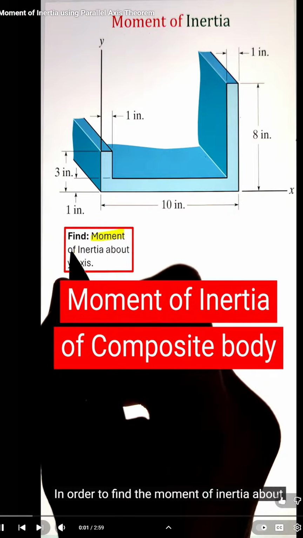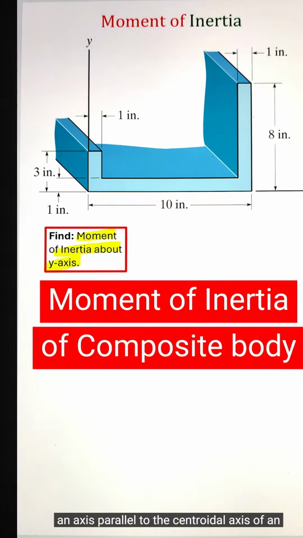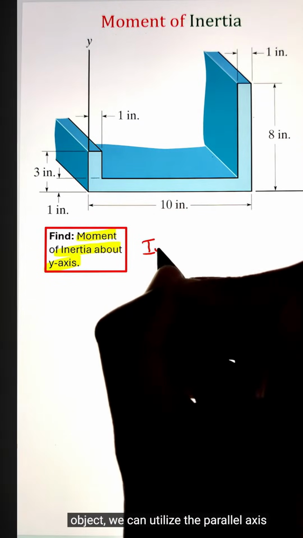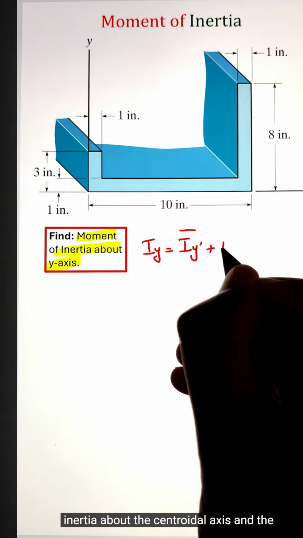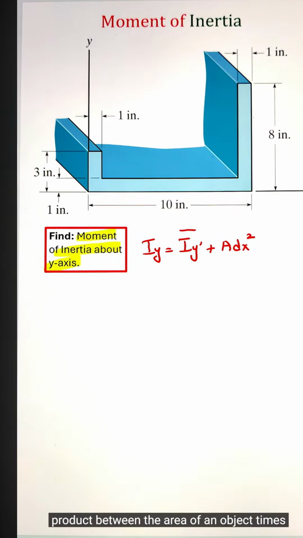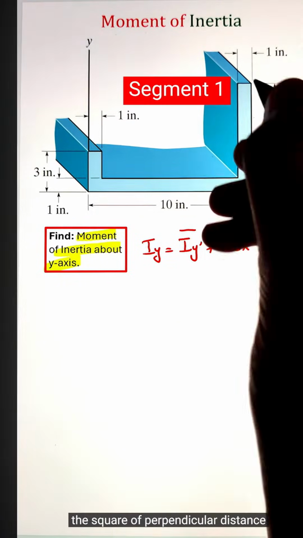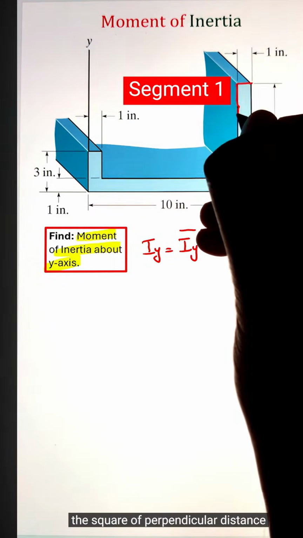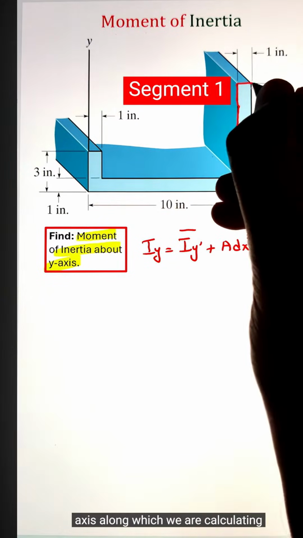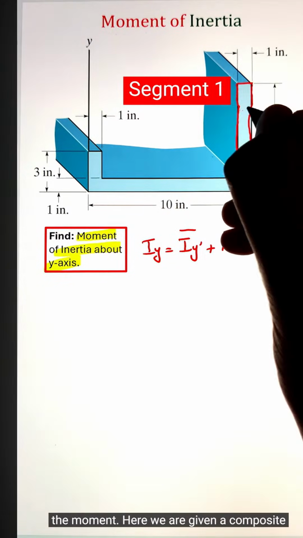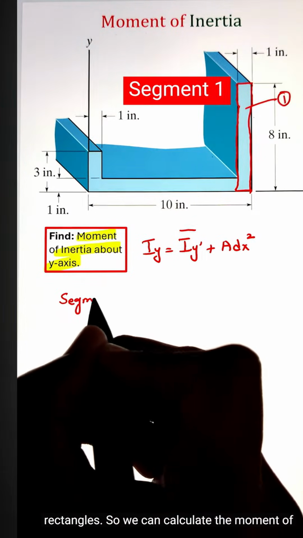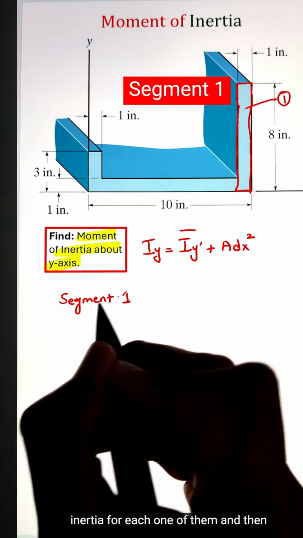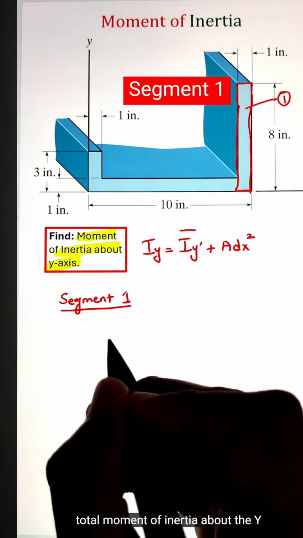In order to find the moment of inertia about an axis parallel to the centroidal axis of an object, we can utilize the parallel axis theorem. That is, the summation of the moment of inertia about the centroidal axis and the product between the area of an object times the square of the perpendicular distance between the centroidal axis and the axis along which we are calculating the moment. Here we are given a composite shape that is made out of 3 rectangles, so we can calculate the moment of inertia for each one of them and then add them up together to calculate our total moment of inertia about the y-axis.